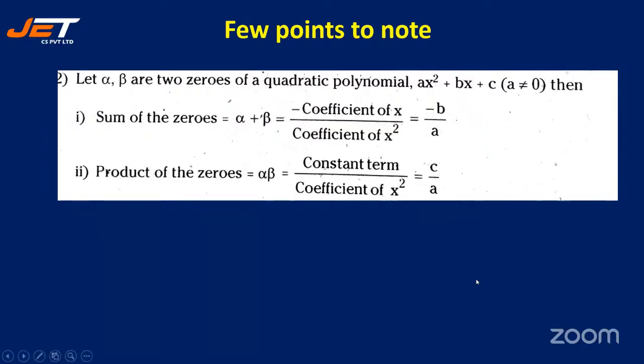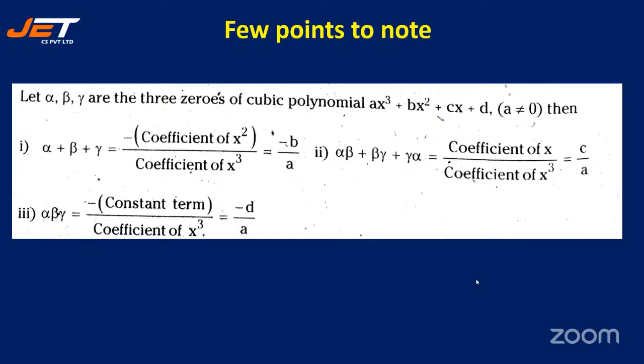Let alpha and beta be two zeros of a quadratic polynomial ax square plus bx plus c, where a is not equal to 0. Then the sum of the zeros, alpha plus beta, becomes minus b by a. The product of the zeros, alpha beta, becomes c by a.